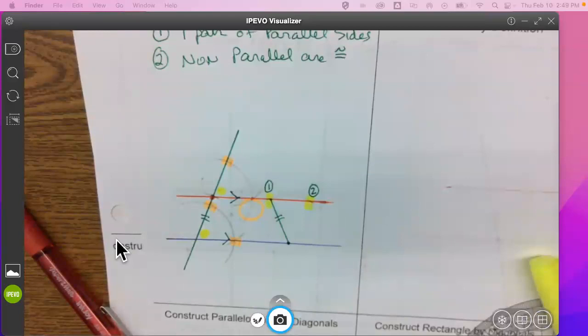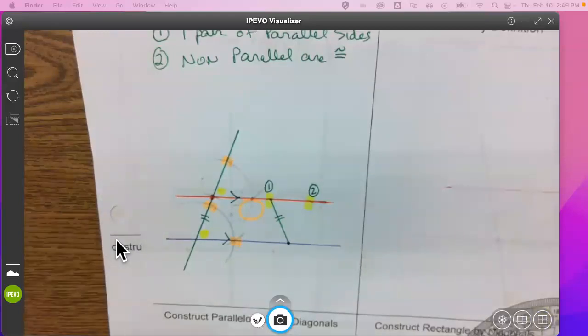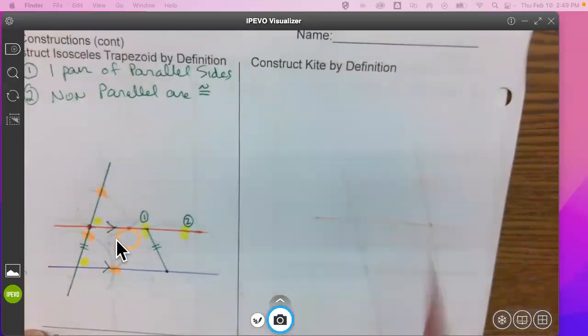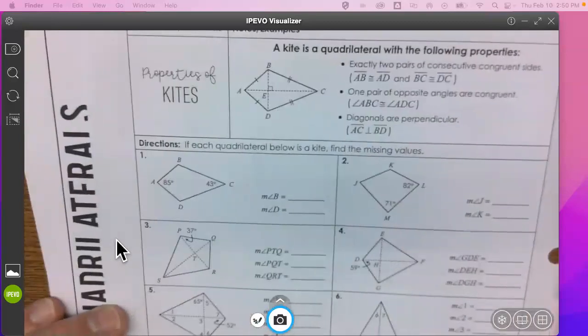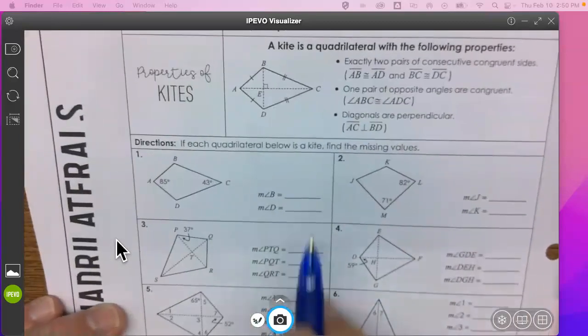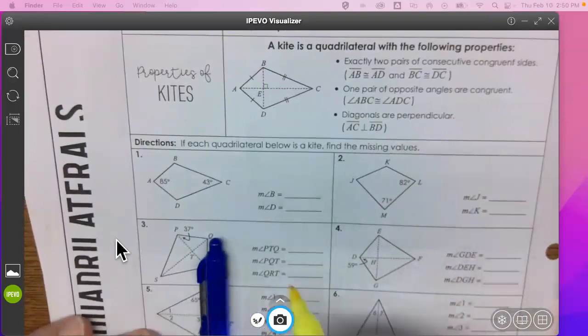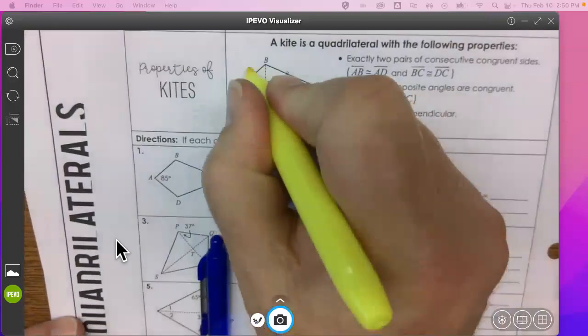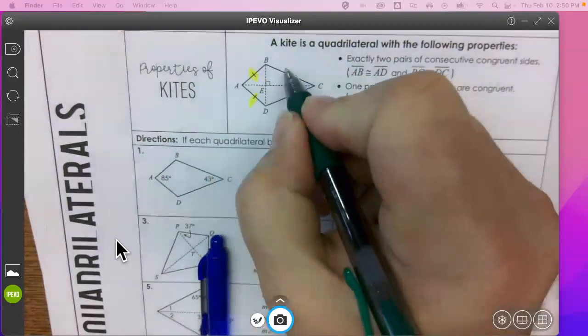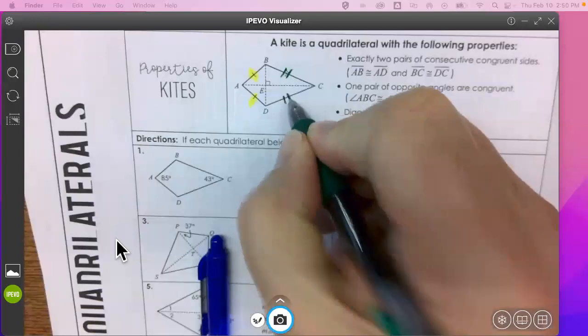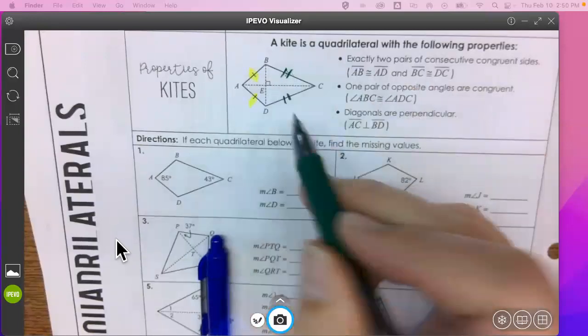Any questions? All right. Next one, constructing a kite by definition. Wait, we've never talked about kites. Go to page 4 in your packet. You'll see that it's actually here. All about kites. The definition of a kite is one pair of parallel sides and another pair of parallel sides, but they're each adjacent rather than opposite.